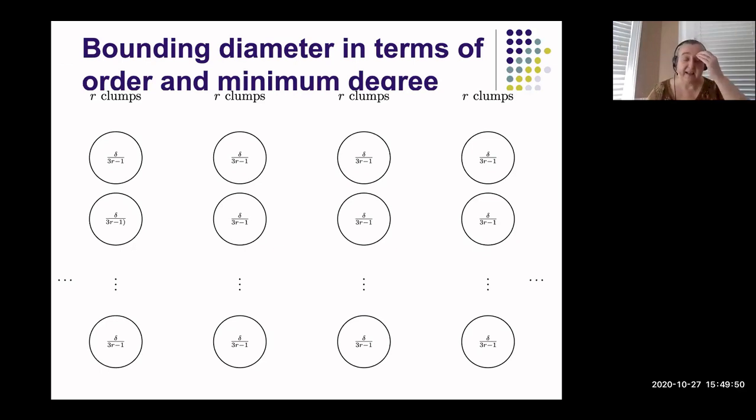So that means that if you pick any particular vertex, it is adjacent to the vertices in the previous column, the same column, and the next column, a grand total of 3r minus 1 clumps, because it's not adjacent to anybody in its own clump, and 3r minus 1 times delta over 3r minus 1 is delta, so it has minimum degree delta. The diameter is roughly the number of columns. You work it out, everything works out fine.